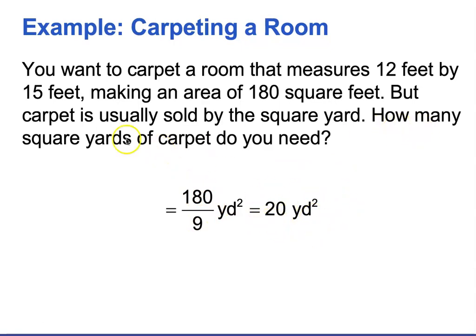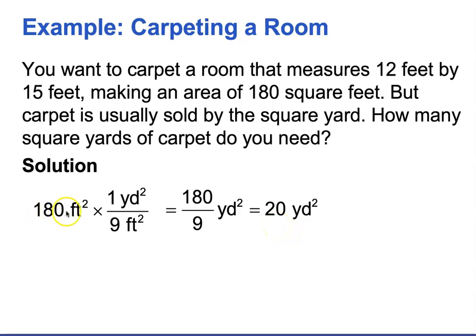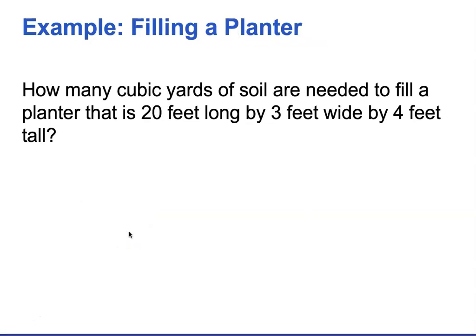And notice how many yards squared of carpet do we need. So that's what we want. That's our ending unit that we want. Again, the 180 feet squared times 1 yard squared divided by 9 feet squared. Remember, when you squared this, you squared the 3 feet, because 1 yard equals 3 feet. The feet squared canceled, and you got your answer.